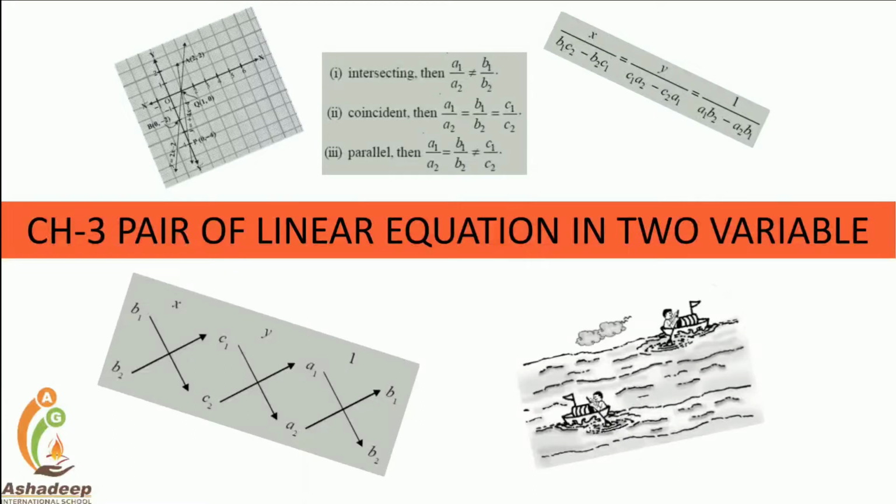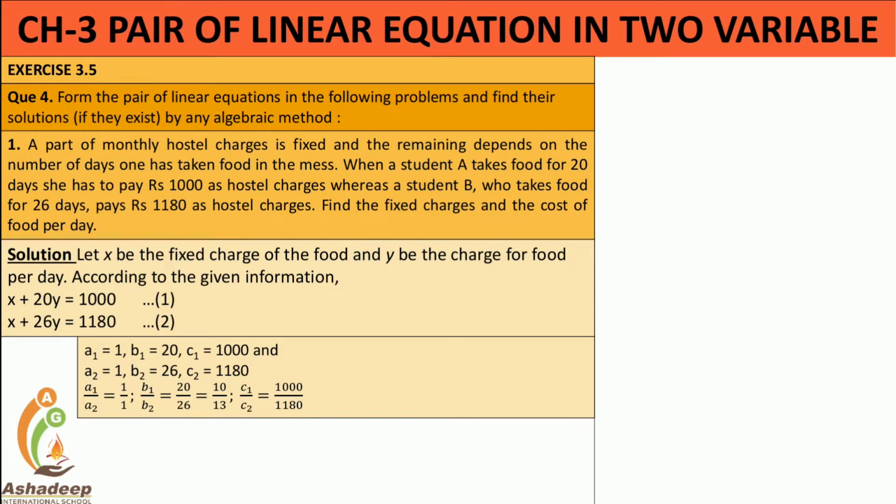Chapter 3, Pair of Linear Equations in Two Variables. Session 10. Exercise 3.5, question number 4. Form the pair of linear equations for the following problems and find their solution if they exist by any algebraic method. You can use any algebraic method: cross multiplication, elimination, or the substitution method.